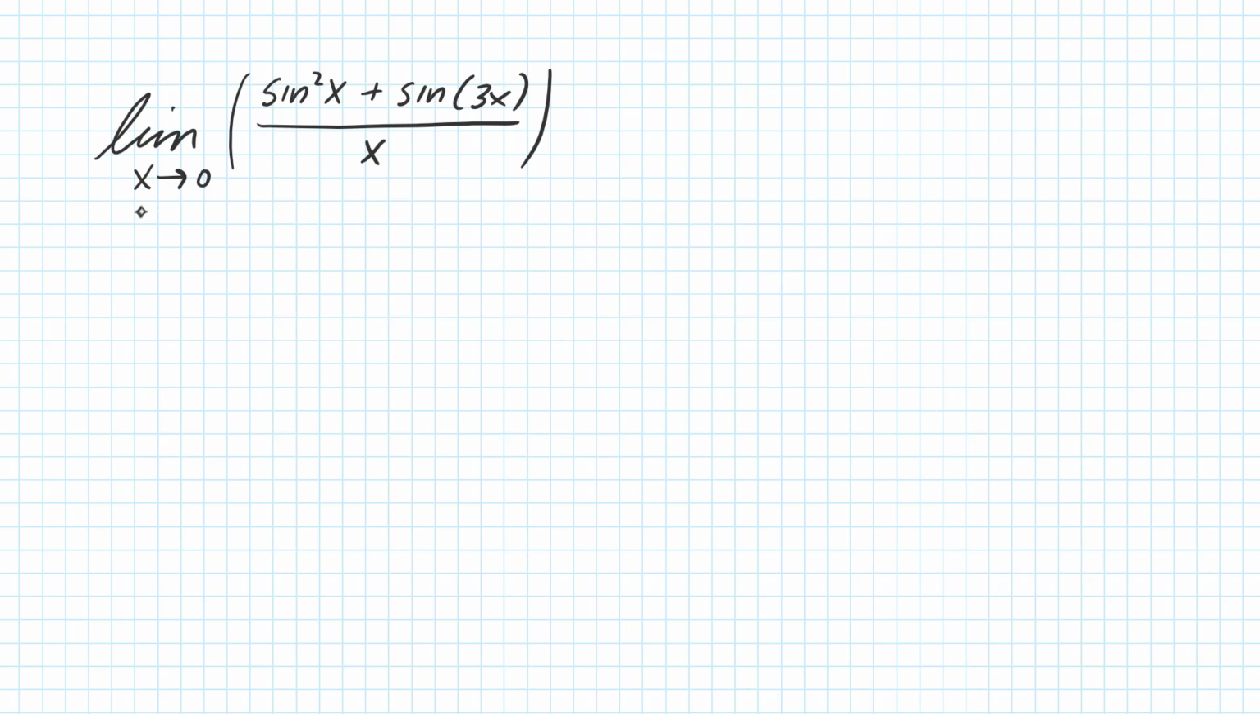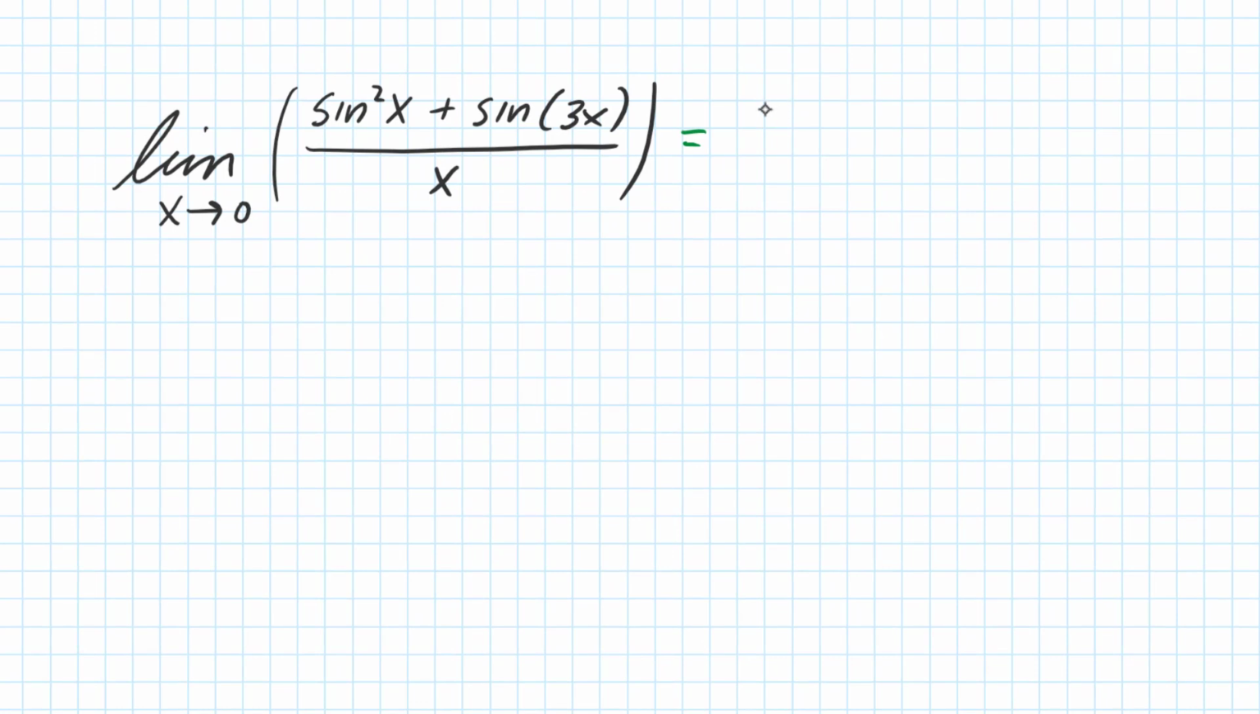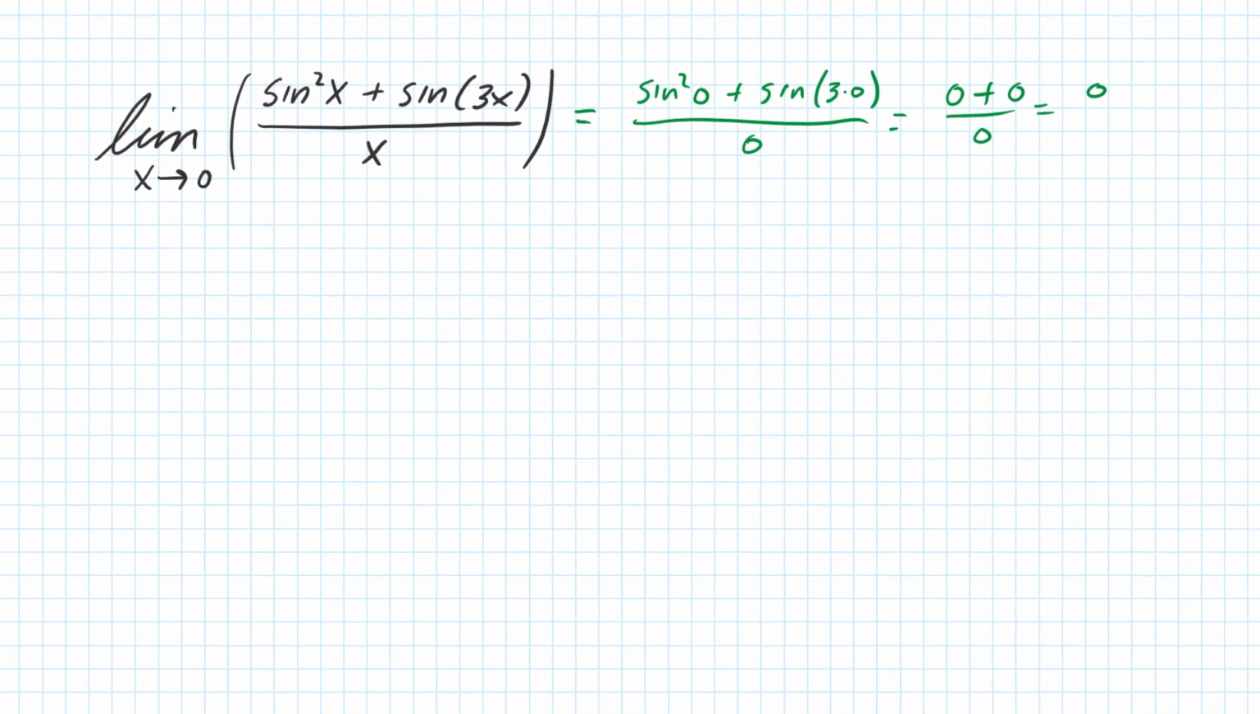All right, here we're asked to find the limit as x approaches 0 of this quantity with sine in it. Let's first do a direct substitution where x is equal to 0. So we get sine squared of 0 plus sine of 3 times 0, all over 0. Well, sine of 0 is 0, so 0 squared is 0. So 0 plus sine of 3 times 0, 3 times 0 is 0, sine of 0 is 0. And so you can see here we're getting 0 over 0.